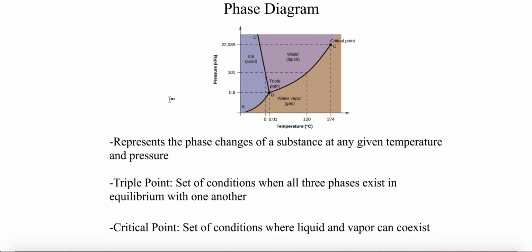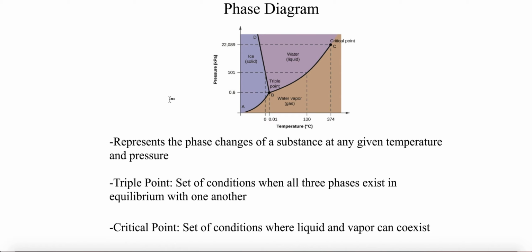The critical point is the temperature and pressure at which the liquid and gas phases coexist with one another. Sometimes you hear about supercritical fluids, that's a substance that is a gas but has the density of a liquid. So basically these two phases at this temperature and pressure start to merge with one another.